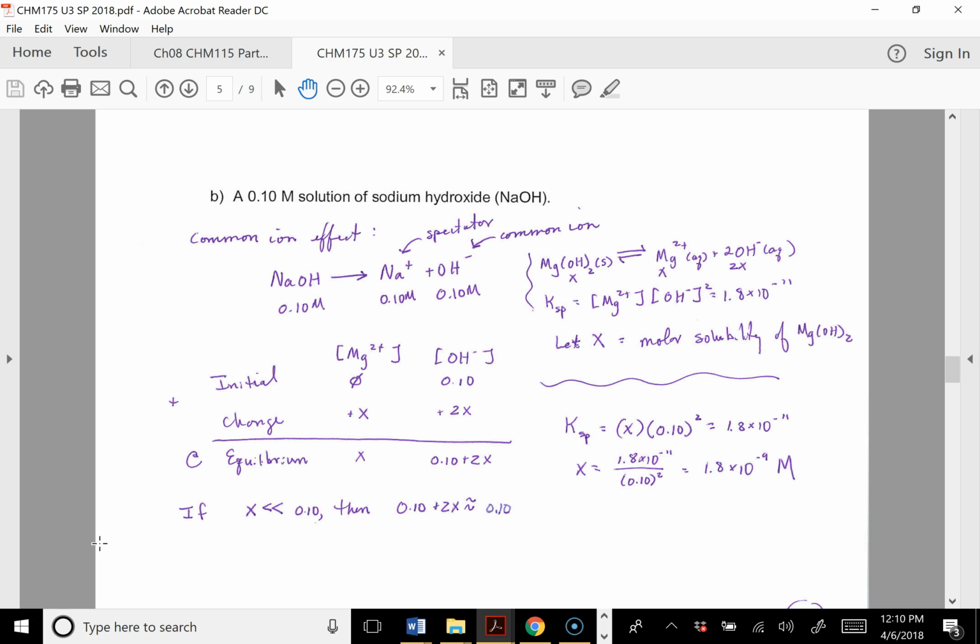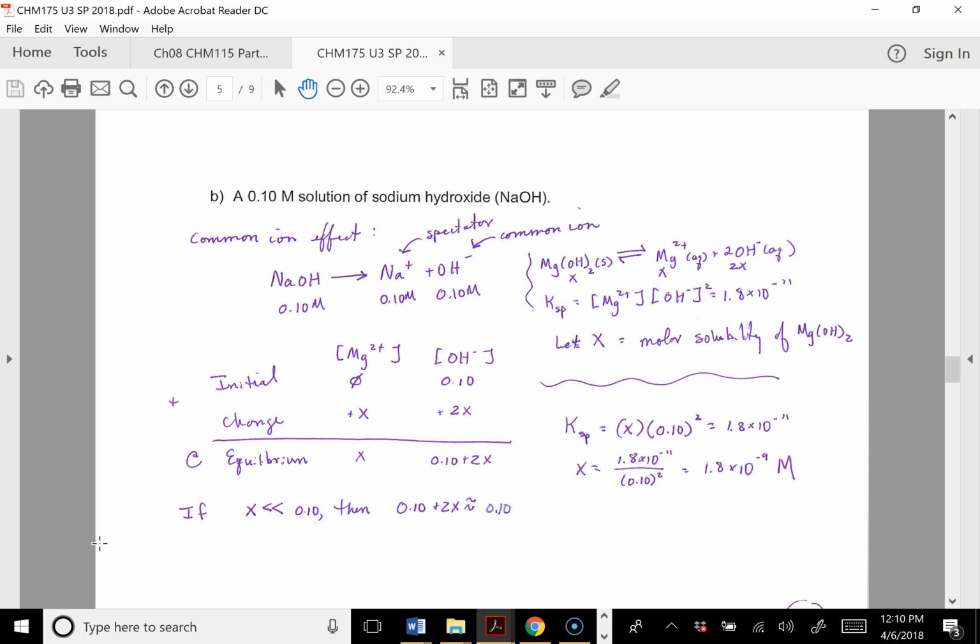Then when we set up the ICE table for the equilibrium of the insoluble salt, now we have an initial change in that equilibrium. Initial for magnesium, nothing. Initial for our hydroxide is brought by the sodium hydroxide, 0.1. So now, like what we did in the problem in pure water, we have an X and a 2X from the stoichiometry of your insoluble salt. We take the initial and apply the change, and at equilibrium we have X for magnesium and 0.1 plus 2X for hydroxide.